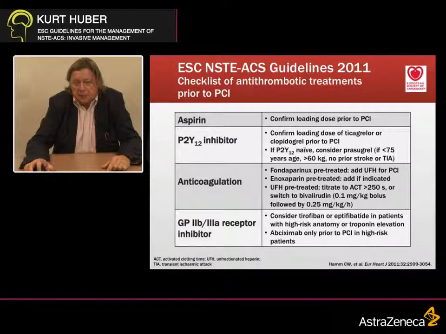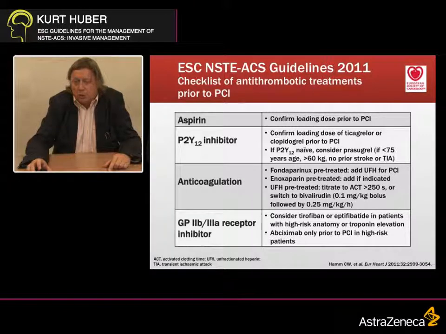This is a checklist of antithrombotic treatments prior to PCI. And beside aspirin, which is at the moment the standard antiplatelet therapy, we also should use so-called ADP receptor blockers or P2Y12 inhibitors. And here we have 2 options. The European guidelines tell us that we should confirm a loading dose of ticagrelor in these patients, which seems to be better than clopidogrel prior to PCI.